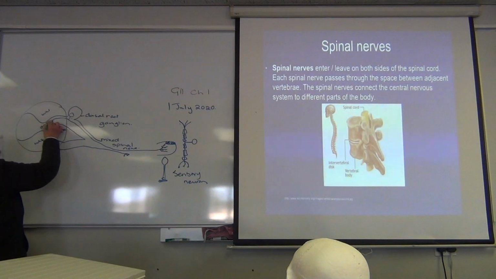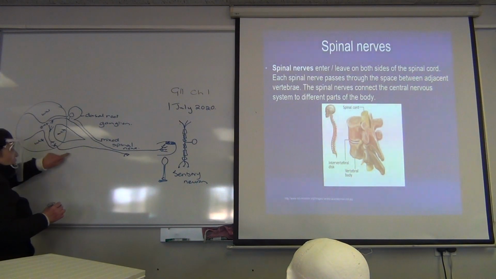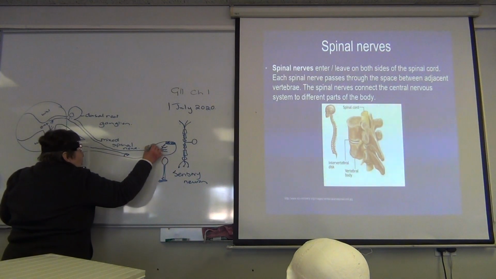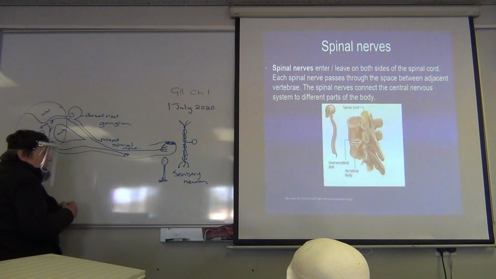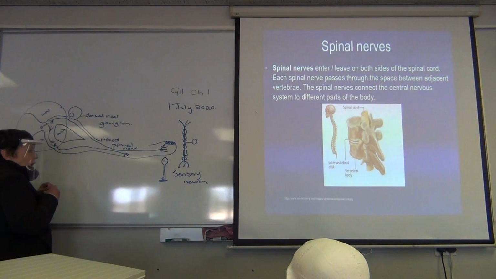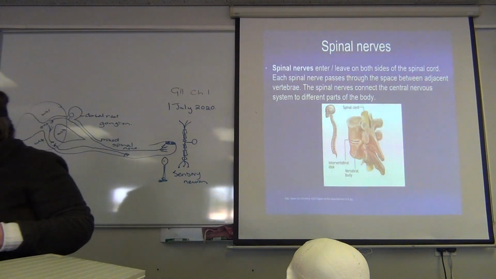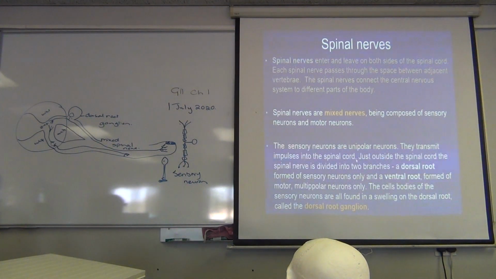So it synapses in the spinal cord with an interneuron, and that synapses with a motor neuron going out of the spinal cord, and that goes to a muscle which pulls my arm away from whatever stupid thing I did over there. This route here I'm talking about, R-O-U-T-E, is what is known as a reflex arc.